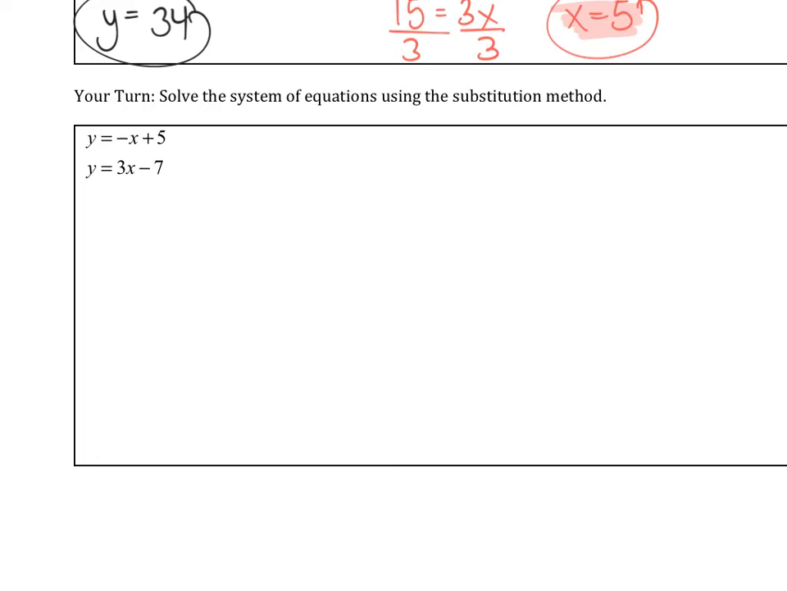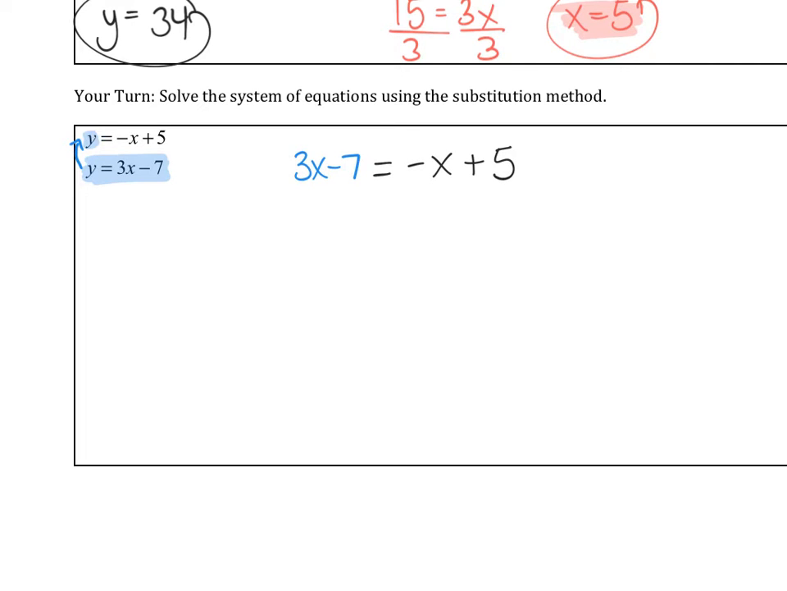Notice that both equations already have a variable y by itself. So what I'm going to do is take this second equation, y equals 3x minus 7, and plug it in for the y in the first equation. I'm going to take that entire thing, this 3x minus 7, and plug it into that equation. When I do so, I have 3x minus 7 equals negative x plus 5.